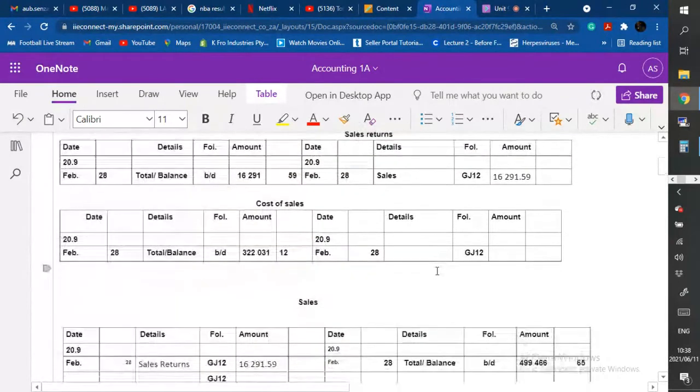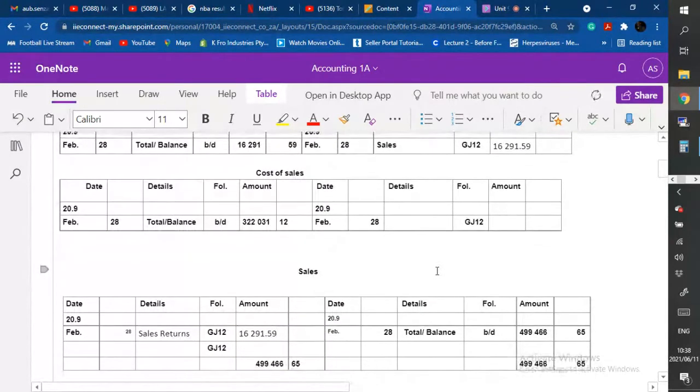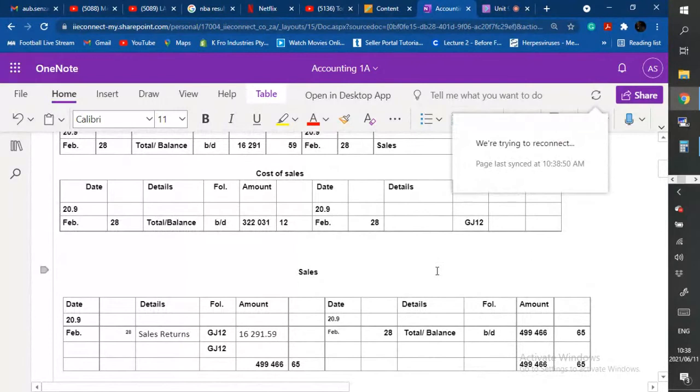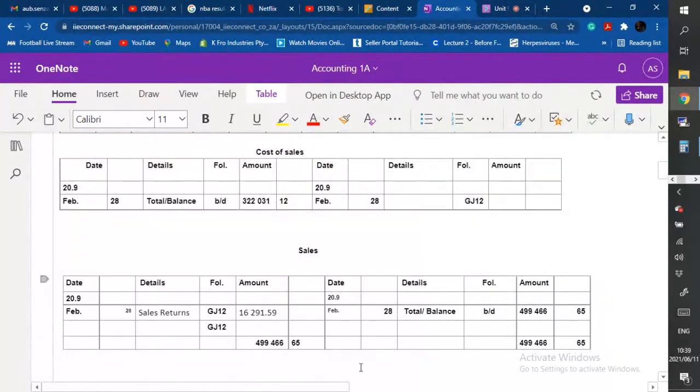The next step is to close off your sales account to your trading account. Here we've already inserted our balance. We know that what we're going to have here is the difference between the two. So here we're going to debit. Remember, we're bringing this account to zero, so what is on the credit side must equal what is on the debit side in order to bring it to zero. So trading account.